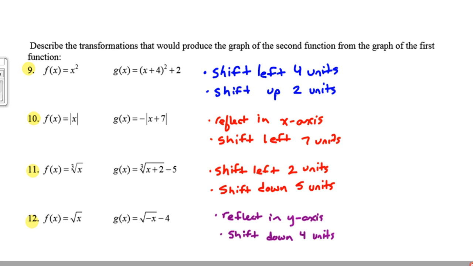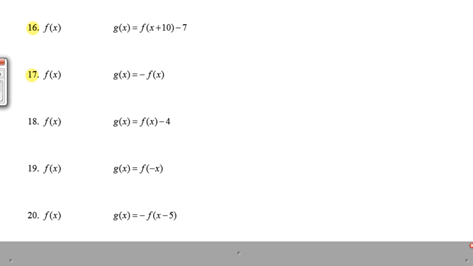Finally, I want to skip down to the bottom. Okay, these last 4 are challenging. F of x, you can't check this one by graphing, but hopefully you picked up enough. You know where that plus 10 is going to move this and where that minus 7 is as well. Pause until you have your answers.